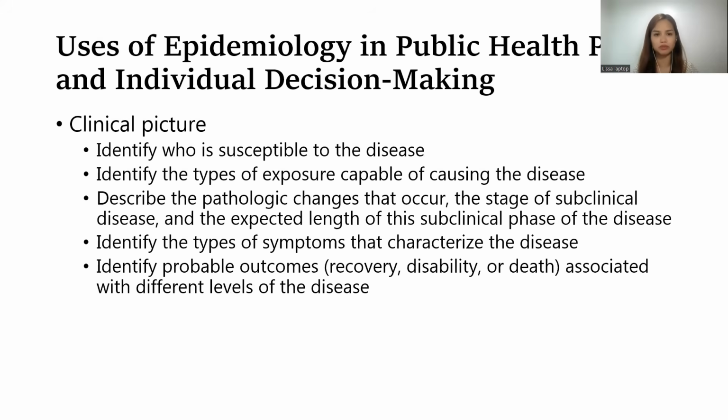identify who is susceptible to the disease, identify the types of exposure capable of causing the disease, describe the pathologic changes that occur, the stage of subclinical disease, and the expected length of this subclinical phase of the disease. You can also identify the types of symptoms that characterize the disease and identify probable outcomes such as recovery, disability, or death associated with different levels of the disease.